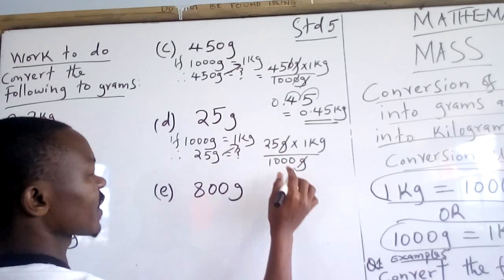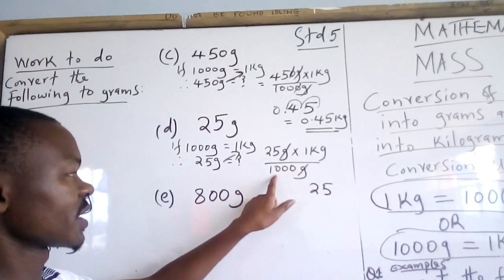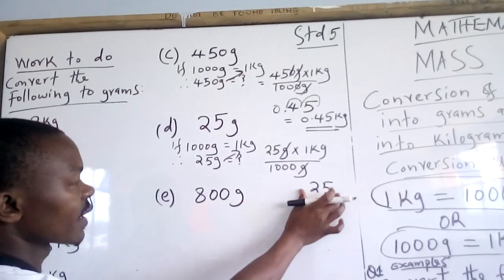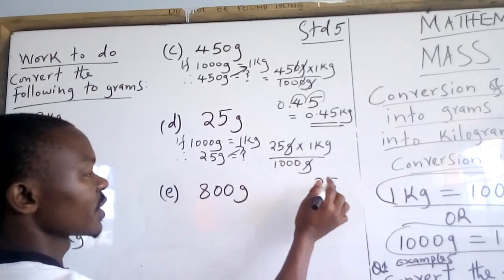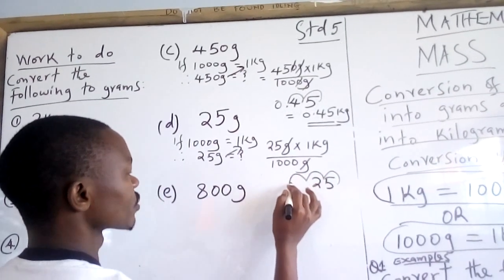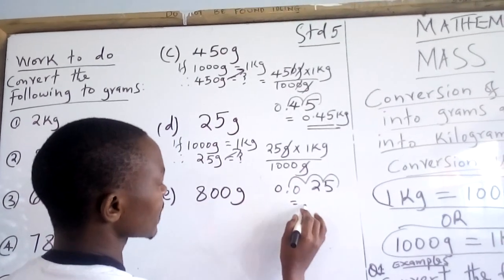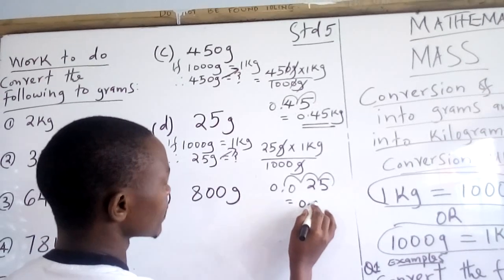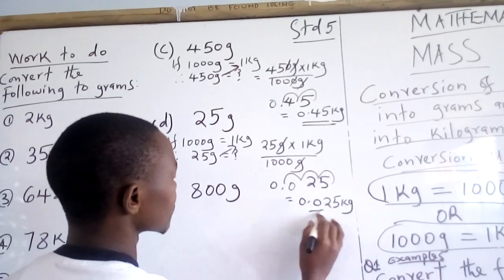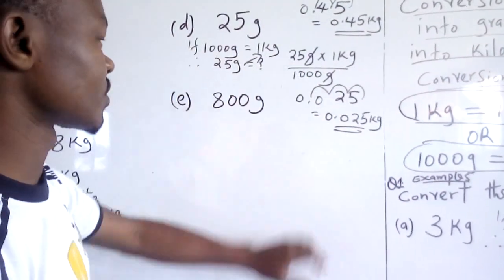Simply write this 25 here. And I've said the number of zeros in the denominator will tell you the number of decimal places we are supposed to count here. So 1, 2, 3, we count 3 decimal places now. Add a 0 there, the decimal point is there. So our answer is going to be 0.025 kilograms. And that is how we convert the grams into kilograms.